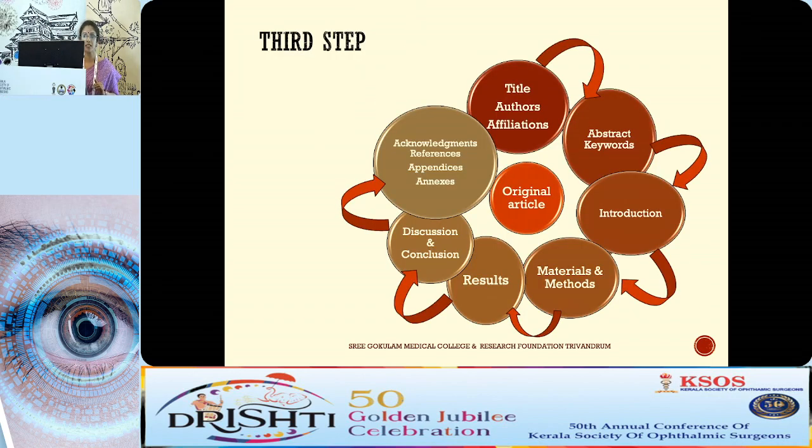Now, the third step is to write the article itself. So in order to focus on your topic more clearly and to make it more appealing, original article writing can be divided into different parts, like seven different parts. So those include the title, authors and affiliations, then abstract and keywords, introduction, materials and methods, then the results, discussion and conclusion, acknowledgements, references, appendices or annexes.